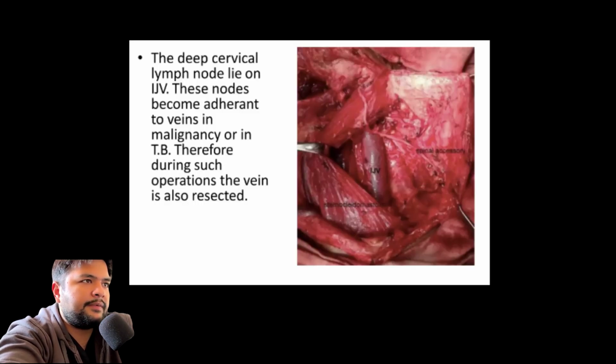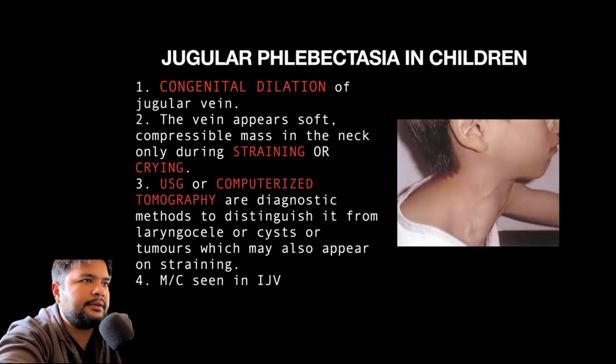So the deep cervical lymph nodes lie on the internal jugular vein. These nodes become adherent to the vein in malignancy or in tuberculosis. Therefore, during such operations, the vein is also resected.